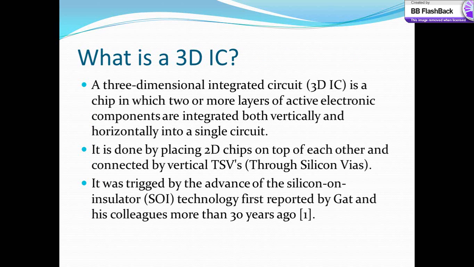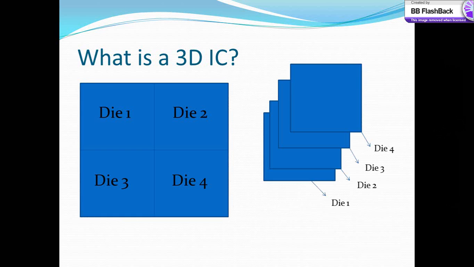A 3D IC is a chip in which various 2D chips are placed on top of each other and then connected by means of a vertical TSV. A TSV is a metal wire which helps us to connect various layers of a 3D chip.